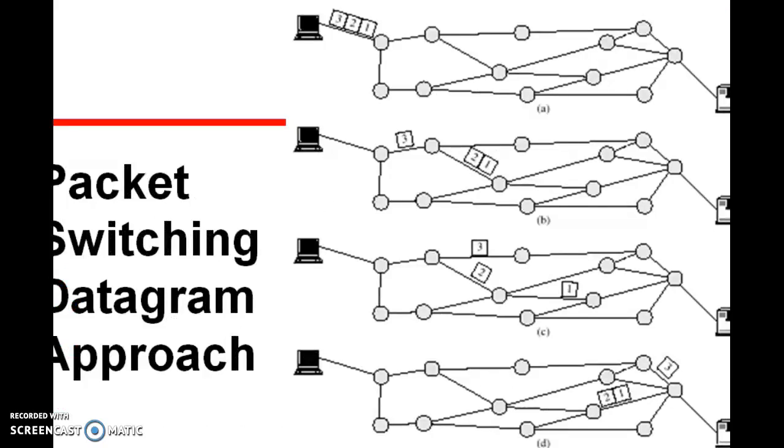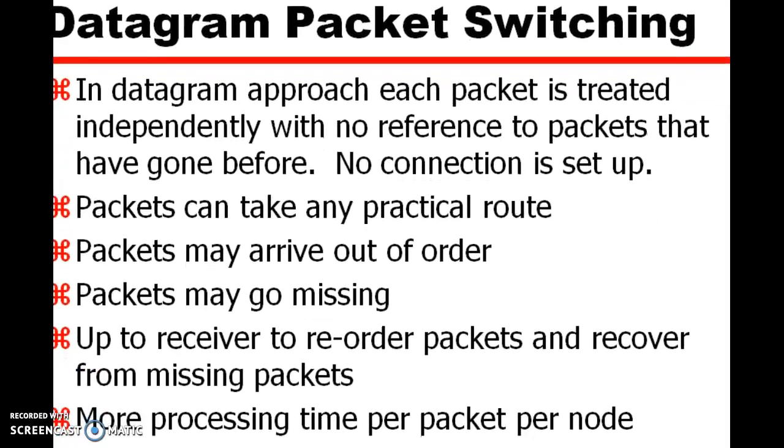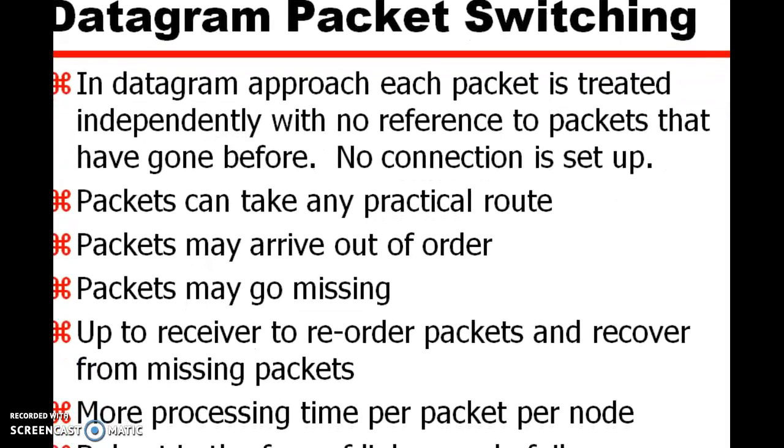In the datagram switching approach, each packet is treated independently, with no reference to packets that have gone before. Means no connection is set up. Packets can take any practical route. Packets may arrive out of order. Packets may go missing. It is up to the receiver to reorder packets and recover from missing packets. More processing time per packet per node.